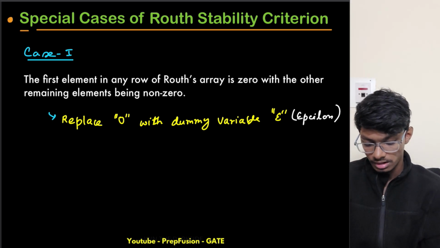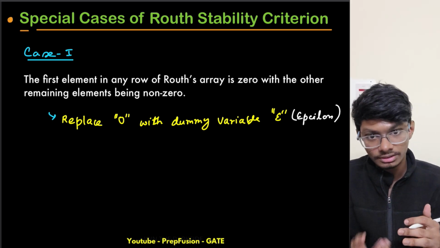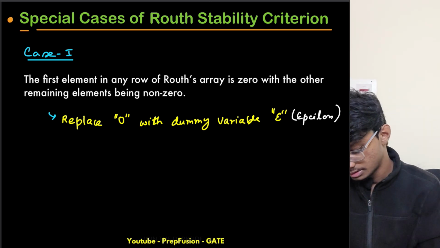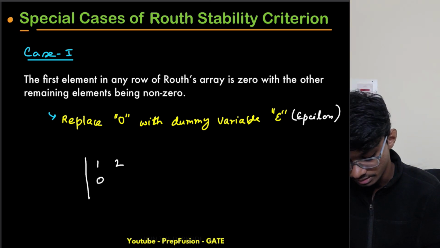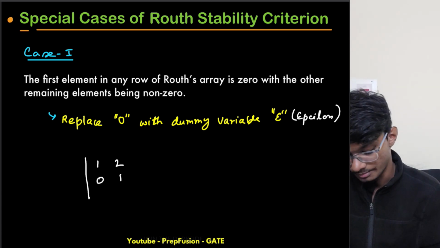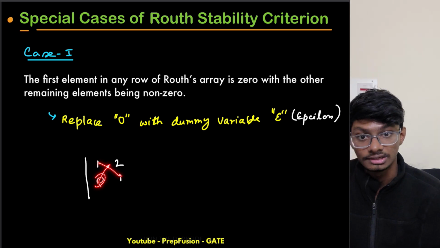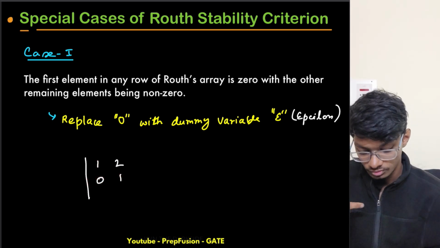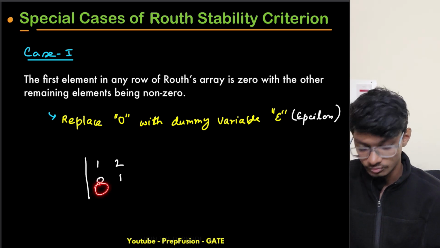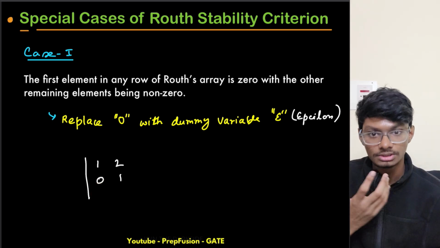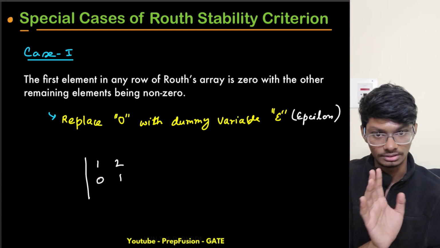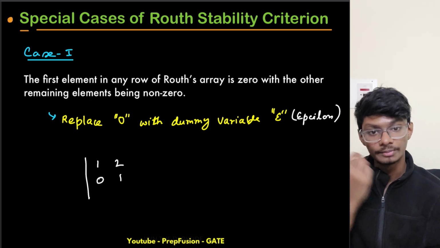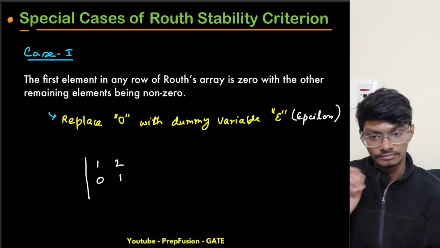Now, why do I have to do it? Let me do an example. Let's say in my row I have 1, 2, then 0, then 1. What will happen if this is 0? I will multiply 0 times 2, then subtract 1 minus 1 and then divide by 0. So this one will become infinity, which means we cannot continue. So we replace this 0 with epsilon and then continue, because this would terminate my computation of the Routh array. That's why we do this.